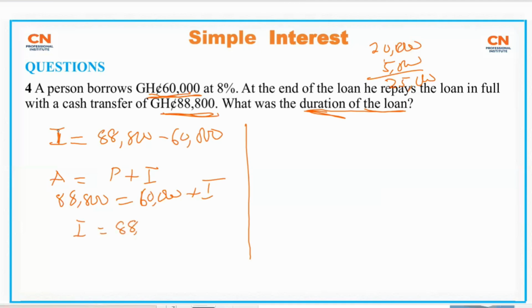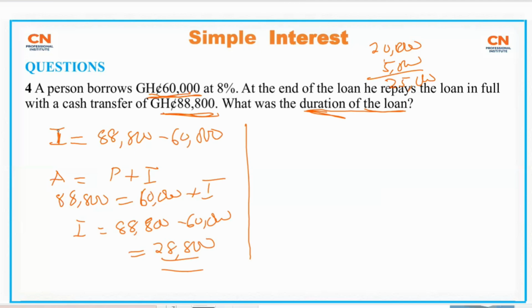88,800 minus the 60,000. And that will give us 28,800. So you see, this is the interest. The question did not give us the interest directly, but we can find it. Don't forget the difference between the money you borrow from the bank or wherever you borrow the money and the amount you are repaying them is the interest.